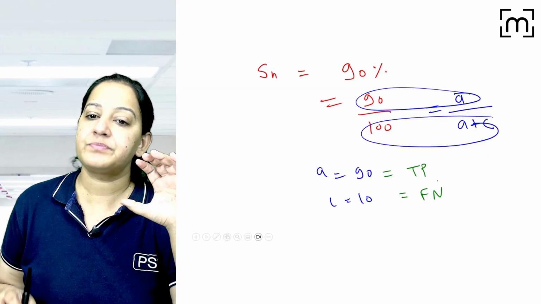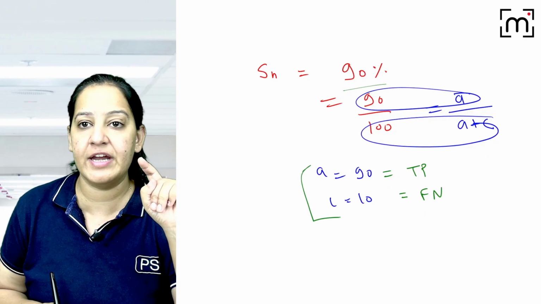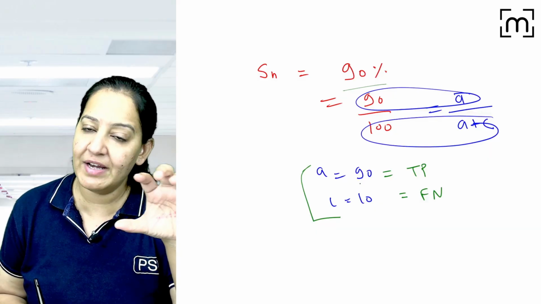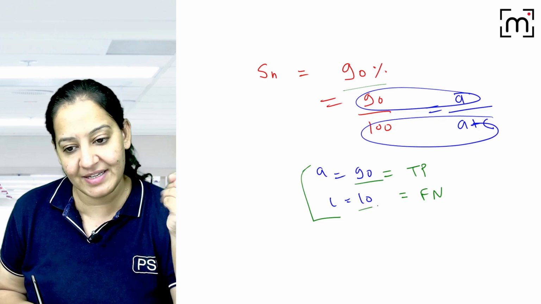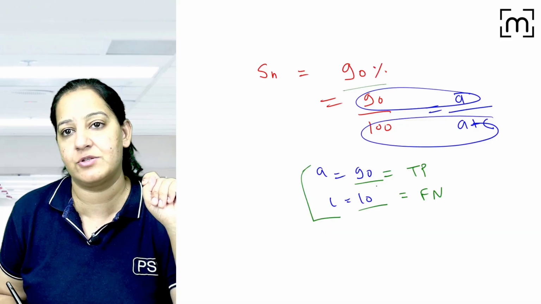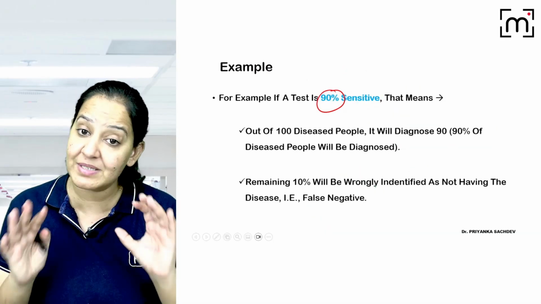So actually, sensitivity is 90% means if the test is performed on 100 individuals, out of the 100 diseased persons, the test will give a positive result in 90, and in 10 of them, they have the disease, but by mistake the test will give a negative result. So this is the meaning of this statement, right? If I say sensitivity is 90%, you must understand this.